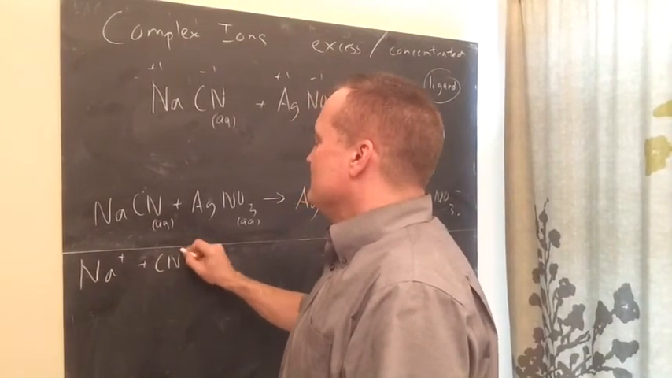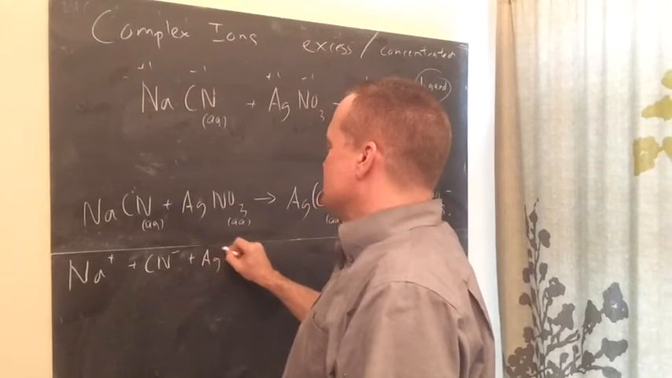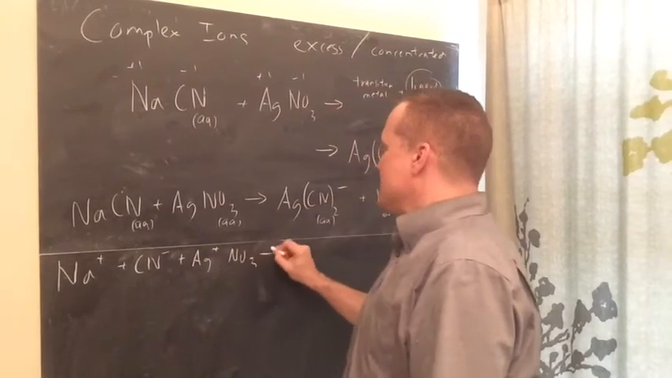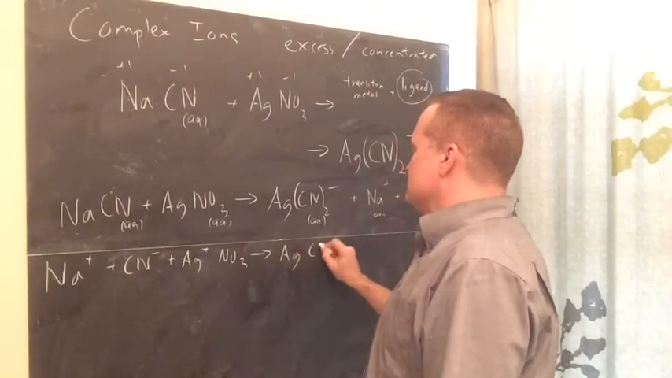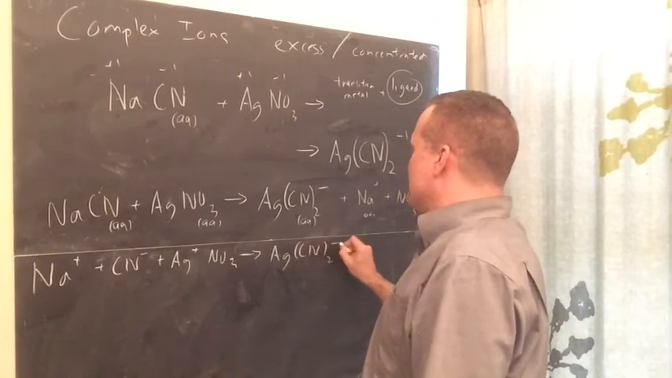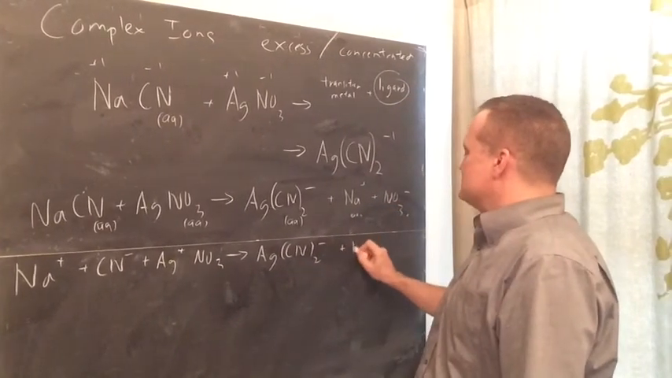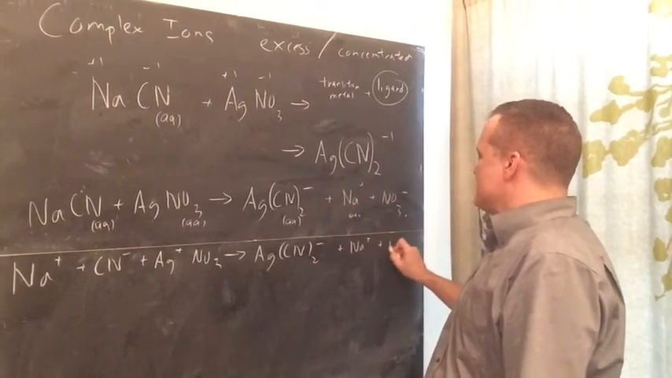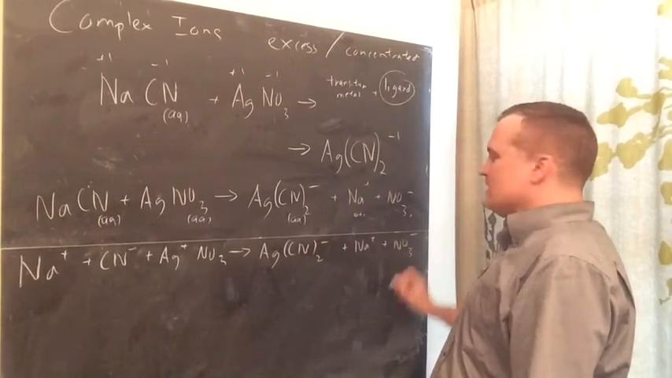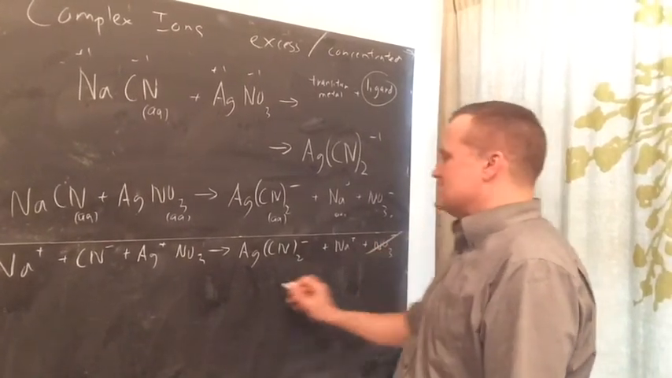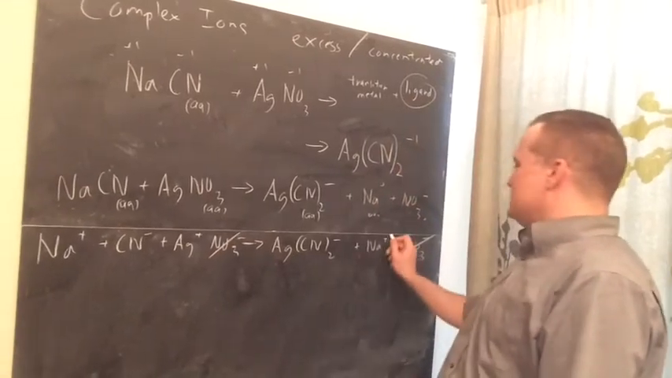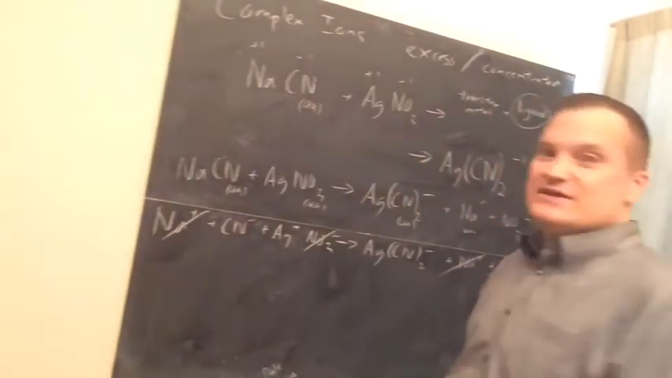Sodium, cyanide, silver, nitrate, silver cyanide complex, and then sodium nitrate. So anything you see twice unchanged gets canceled. Nitrates are gone. Sodium's gone. And there is your final reaction.